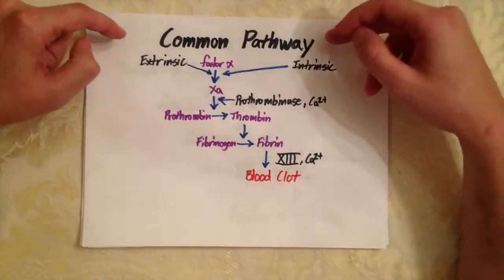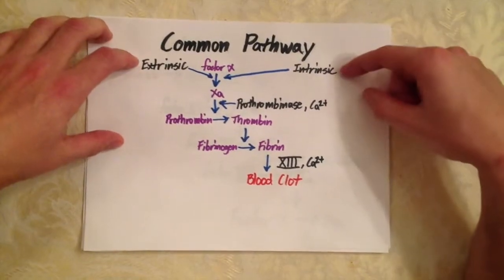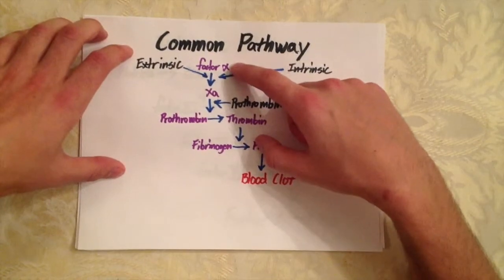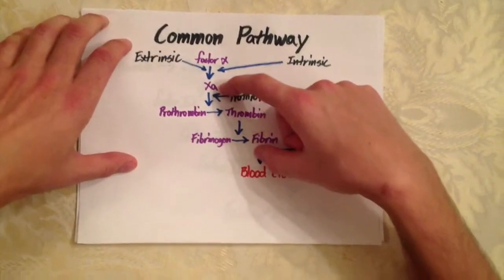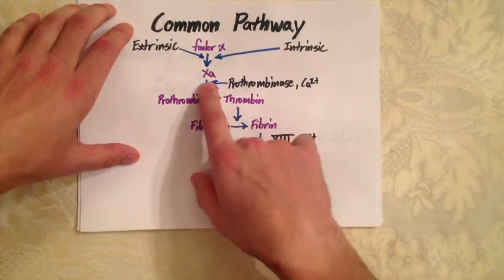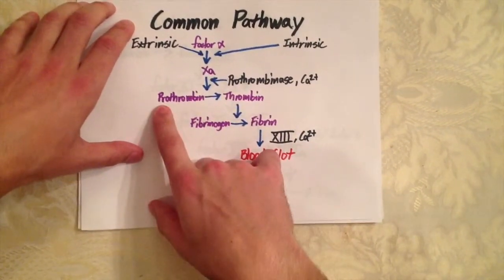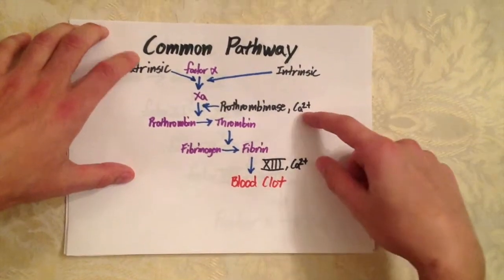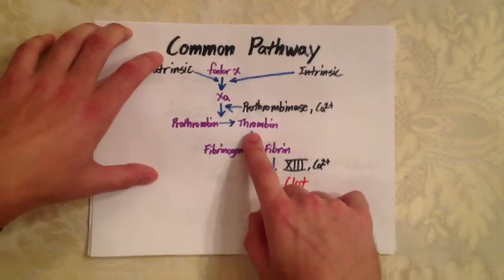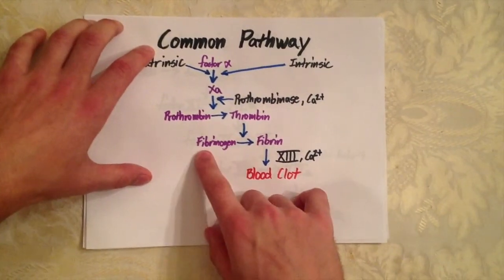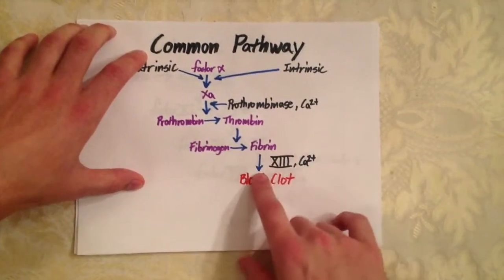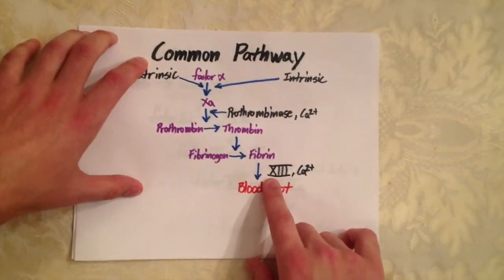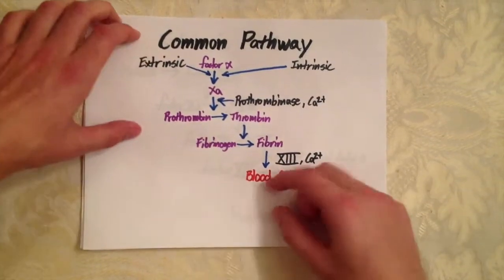So here we have the common pathway where both the extrinsic and intrinsic pathways meet. Here we show factor 10 converted to the active form of factor 10, and then the active form of factor 10 converts prothrombin to thrombin with the help of prothrombinase and the calcium ion. Thrombin then converts fibrinogen to fibrin, and fibrin with the help of, again, another calcium ion and factor 13 make a blood clot.